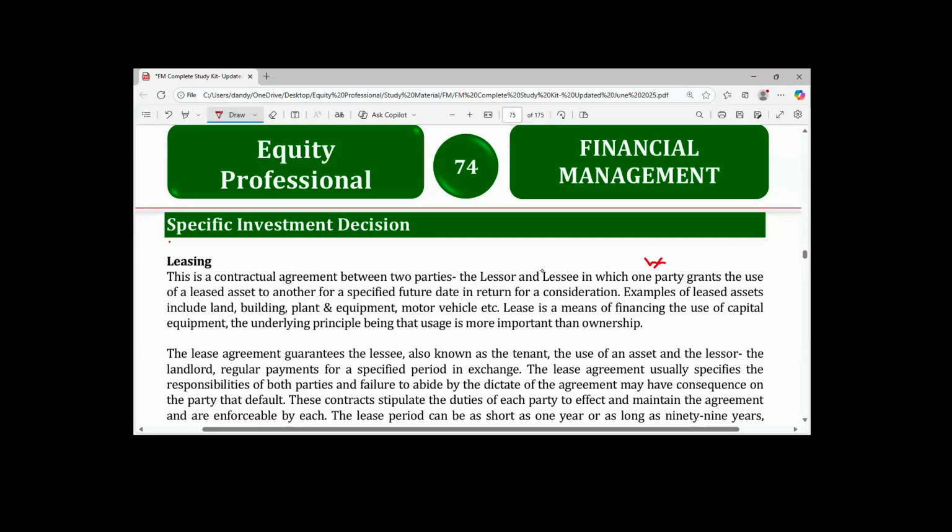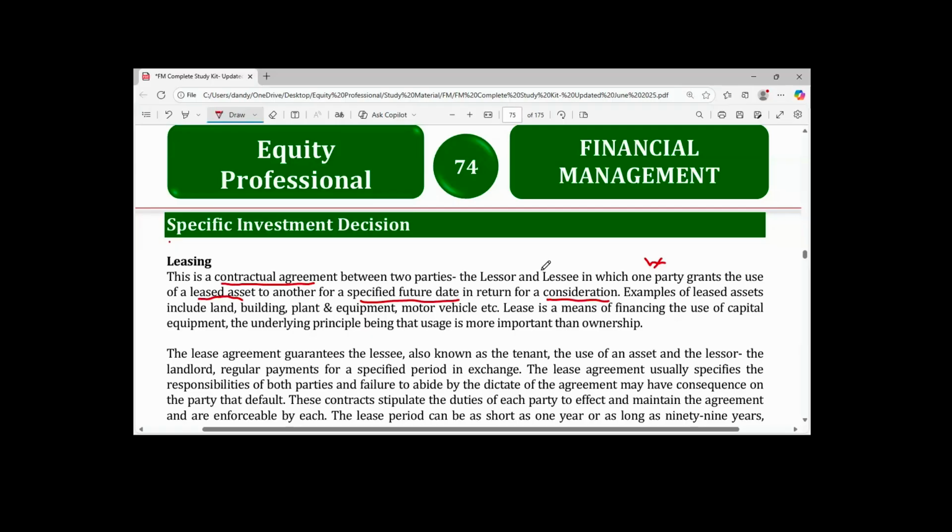So when you put it in the right perspective, lease can be said to be a contractual agreement between two parties, whereby one of the parties will grant the use of the leased asset to another party for a specified future date at a consideration. If you define lease without mentioning future dates, the consideration, and the leased asset itself, those three items must be there. Not only that, there must be a contractual agreement between the two parties.